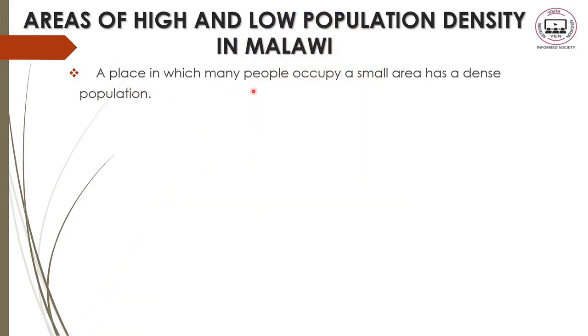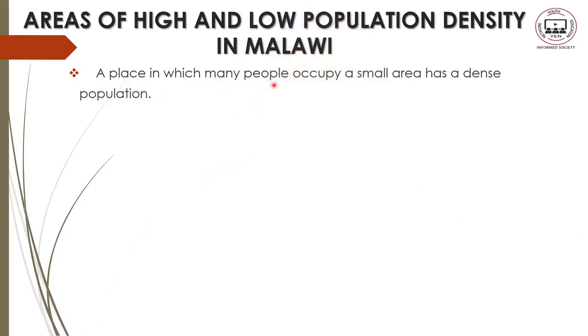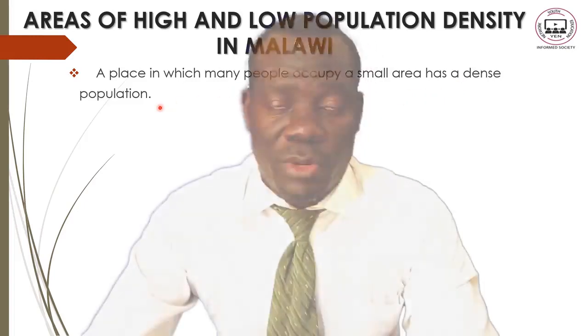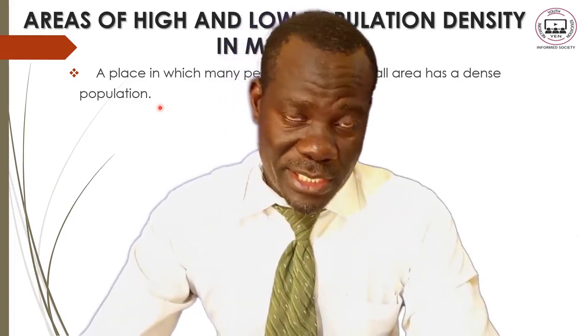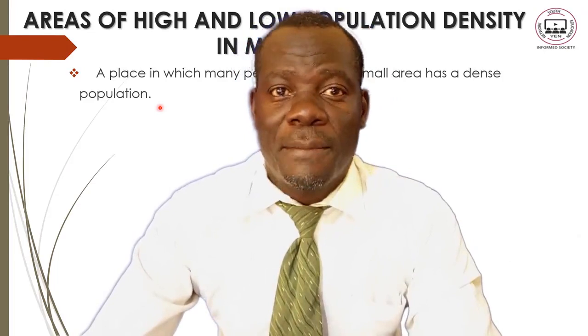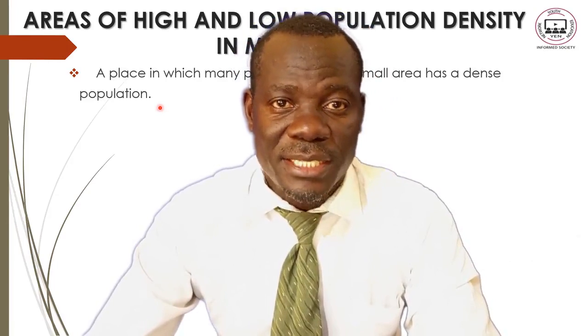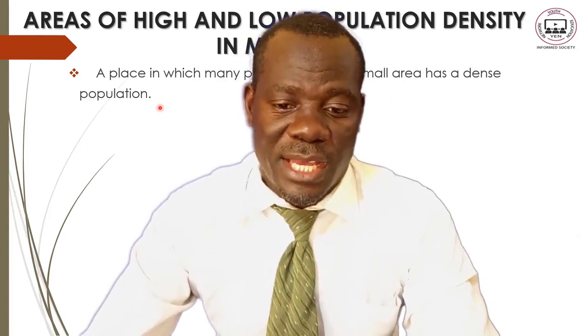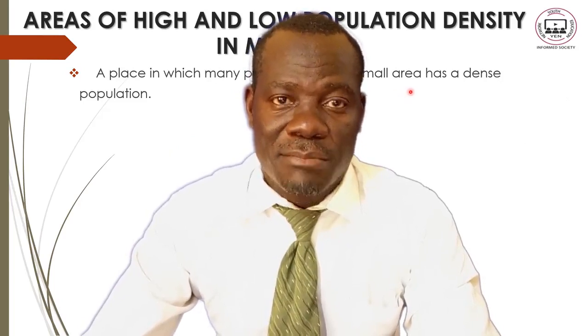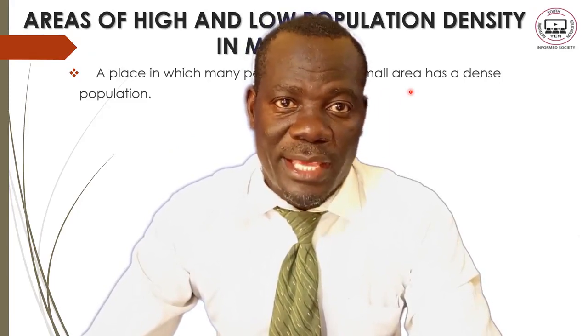A place in which many people occupy a small area has a dense population. Take note of this: when we talk of dense population, it means the area is small, but in that small area many people are living. So we say that this place is densely populated. It means the area is small, but the people who are there are many.